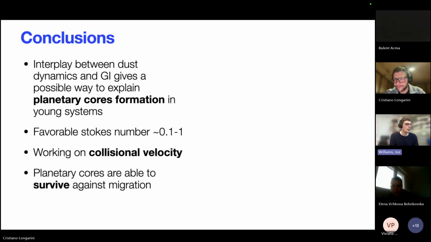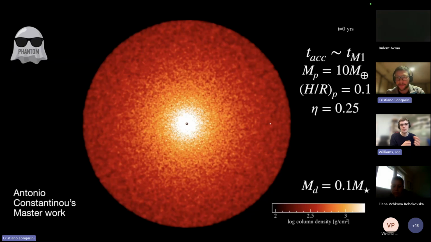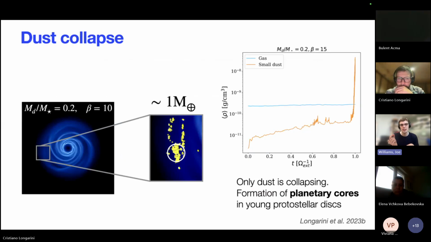I'll ask one that I was thinking about. So you can form these planetary cores from this dust sticking together, or well, collapsing locally, I should say, really. What kind of timescale does this happen over? When you go from micron to the size of this Earth-sized core, how long does that take?